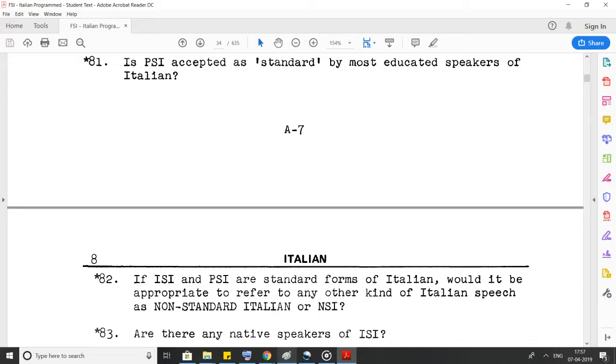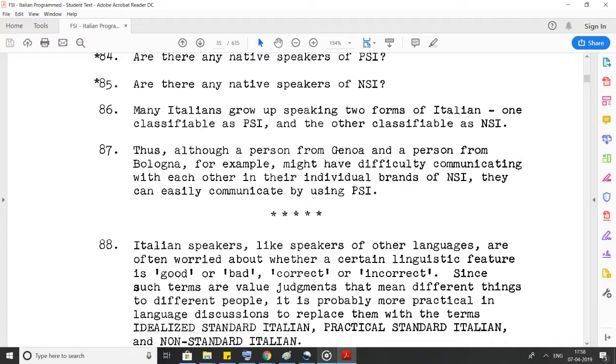Frame 82. If ISI and PSI are standard forms of Italian, would it be appropriate to refer to any other kind of Italian speech as non-standard Italian or NSI? The answer is yes. Frame 83. Are there any native speakers of ISI? The answer is no. Frame 84. Are there any native speakers of PSI? The answer is yes.